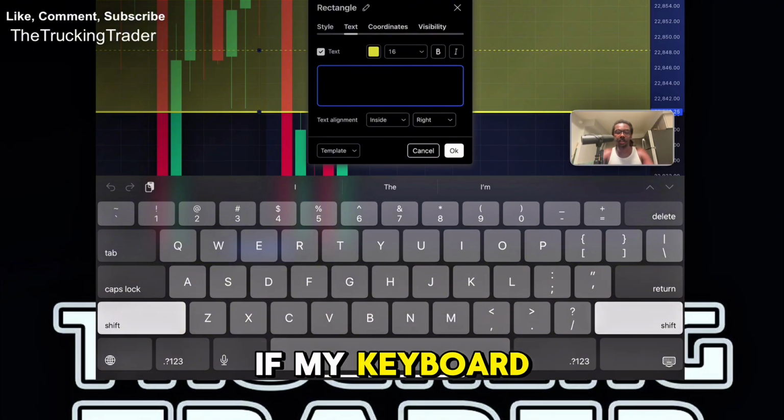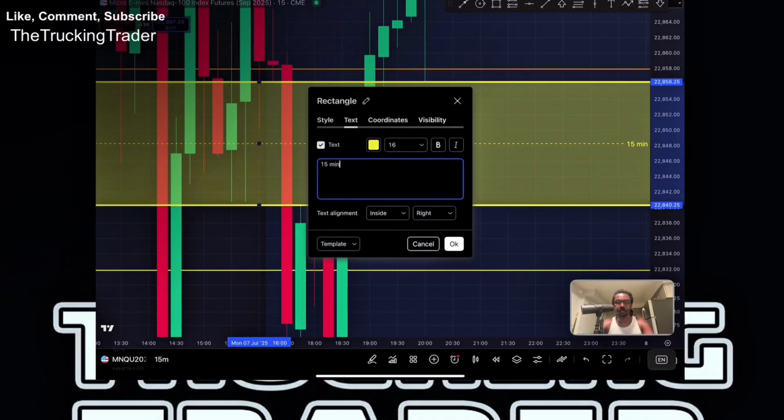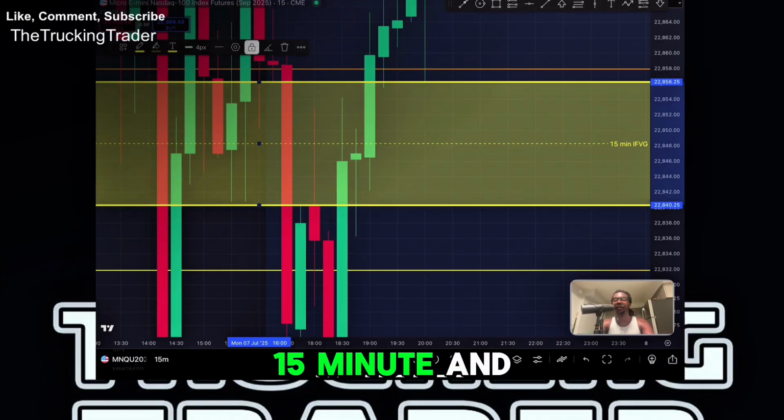Let me see if my keyboard got some power to it now. Right, so inversion fair value gap, 15-minute.